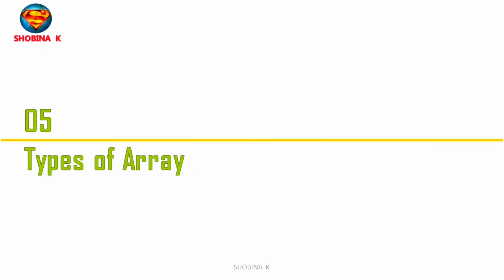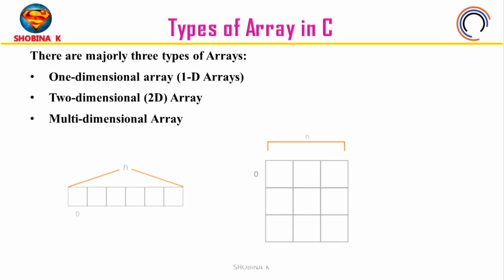Now let's move to the next topic, which is types of arrays. There are different types of arrays based on their dimensions and element data types. Here are the main types of arrays in C. There are three types of arrays, which are one-dimensional array, two-dimensional array, and multidimensional array.